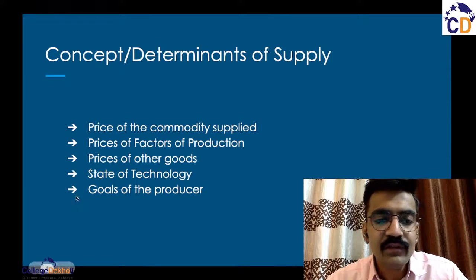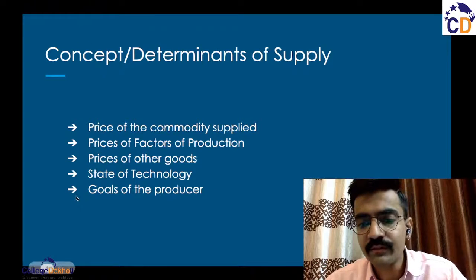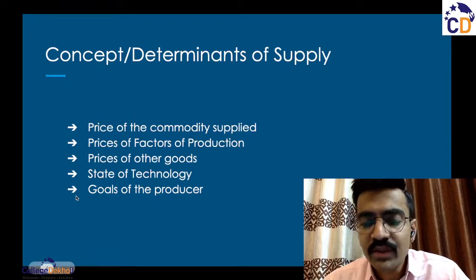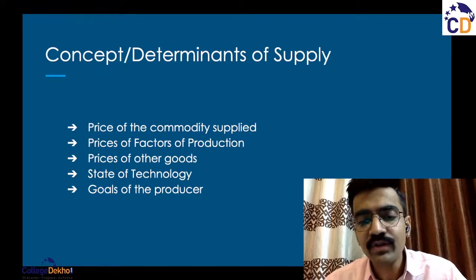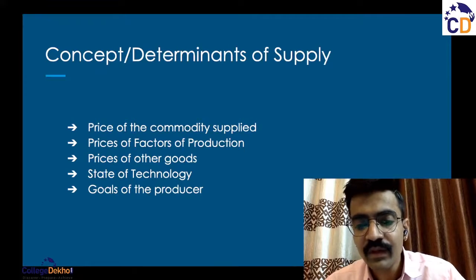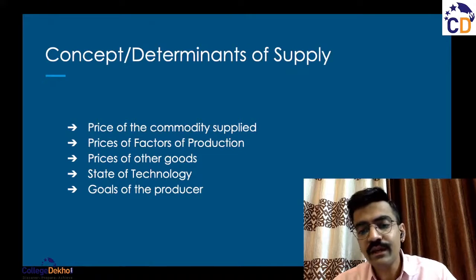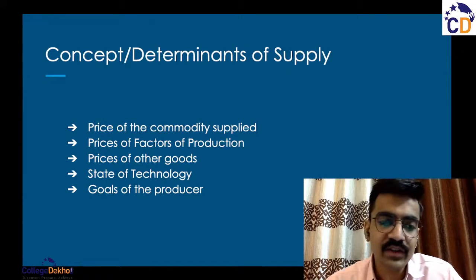Now, the last determinant, which is the goal of the producer, it is the objective with which the producer undertakes production, and it also influences his production and supply decisions.